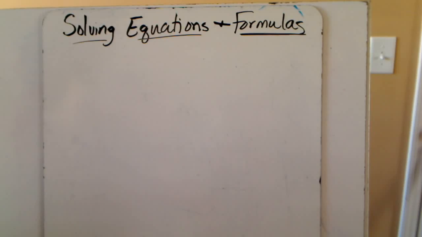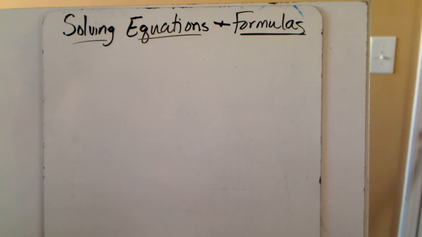Solving equations and formulas. This is probably the hardest section in this chapter, and luckily it's also the last section in this chapter. The trick with these is to remember your basic algebra rules on how to move what around, your orders of operations, how to solve for a variable, the basic rules.